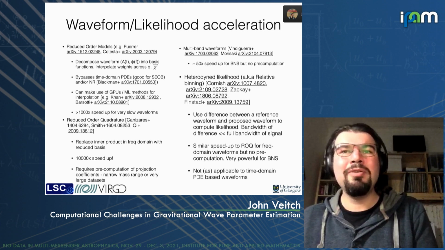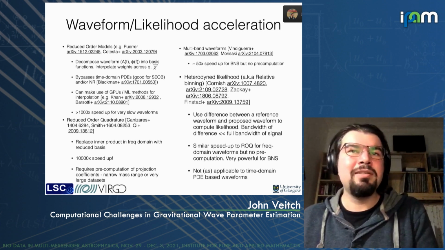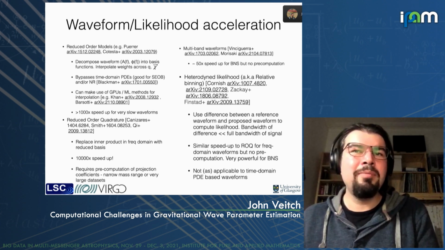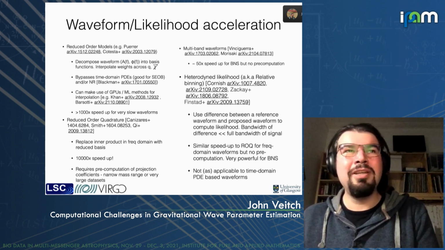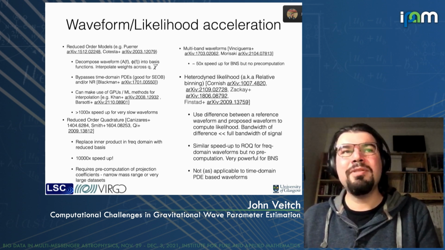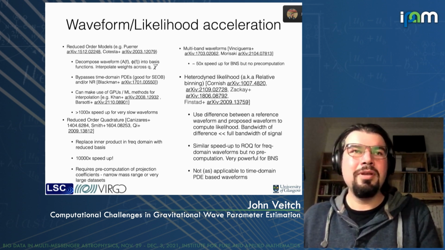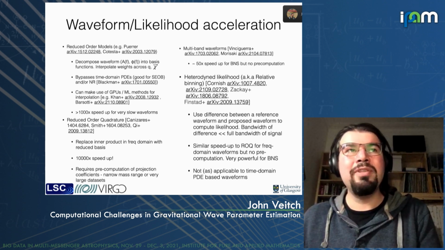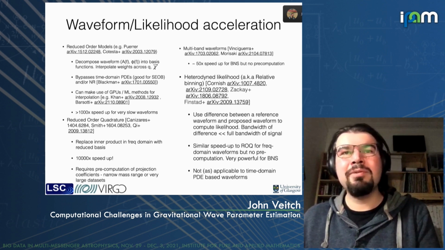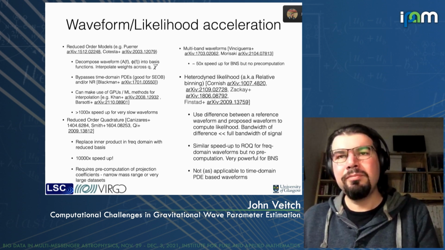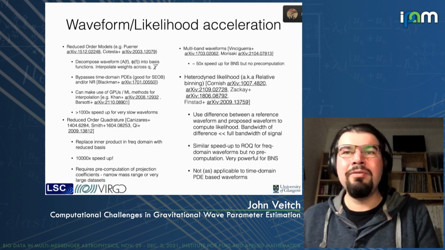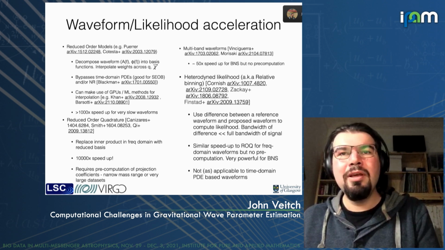So the number of data points that you have to use is much less than you would do in the full signal. So remember, I'm saying that all of these techniques are just reducing the number of data points that you have to compute, or the number of iterations that you have to solve a PDE in the case of the first one, I suppose. So that gives you a speed up similar to ROQ. It's kind of like ROQ in a way, if you think about it.